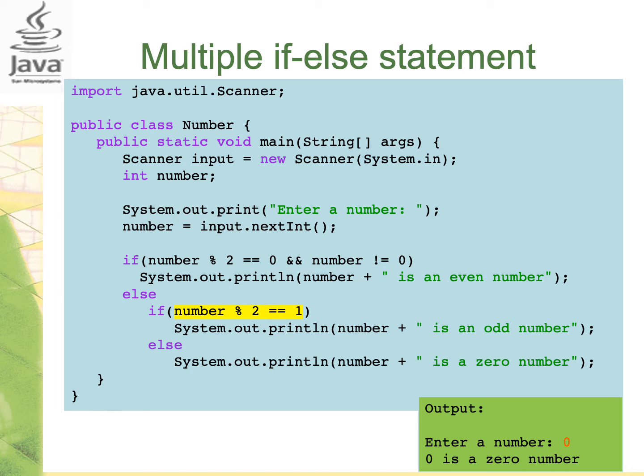We can use different expressions to refer to the same thing. For example, instead of using number modulus 2 equal to 0, we can use number modulus 2 equal to 1, and we can change the display to be number is an odd number. You can also use number modulus 2 not equal to 0. That is exactly the same thing as number modulus 2 equal to 1.